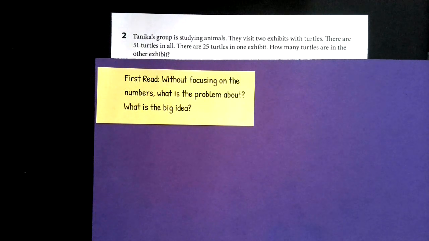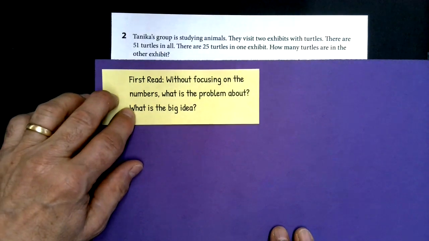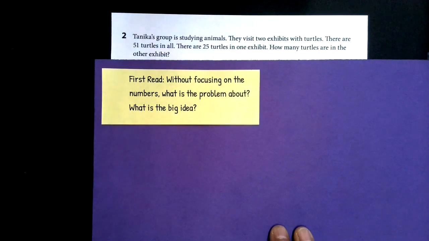Tanika's group is studying animals. They visit 2 exhibits with turtles. There are 51 turtles in all. There are 25 turtles in one exhibit. How many turtles are in the other exhibit? Well, I think the big idea here is that Tanika's group is at the museum. They're looking at these turtle exhibits, and they want to know how many are in both exhibits. They know how many are in one. They want to know how many are in the other. So this is about Tanika's group studying turtles and trying to determine how many are in the exhibits.